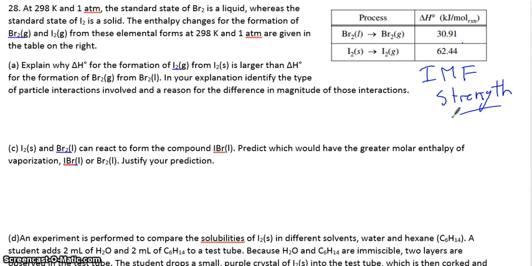So they want us to explain why delta H for the formation of iodine is larger than for the formation of bromine. And then we want to talk about the interparticle attractions, the same thing as intermolecular forces. That's another word for interparticle attractions. Trying to maybe throw you off a little bit. Now you'll notice because iodine's melting point is higher, it has stronger IMF. So it tells us that. And so what we want to do is rationalize why.